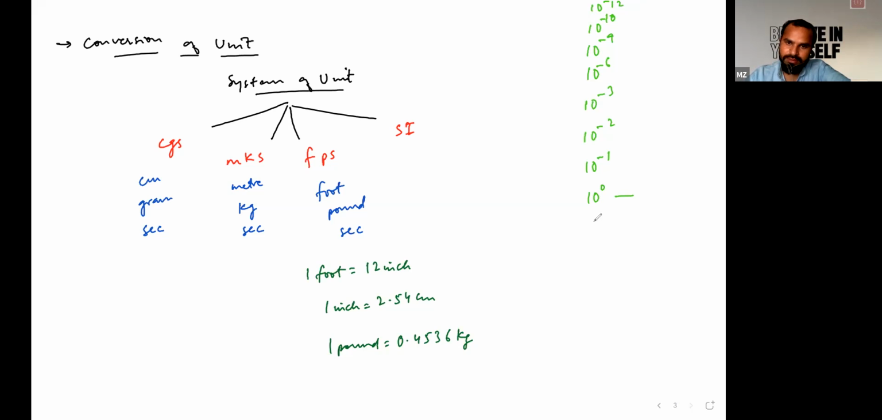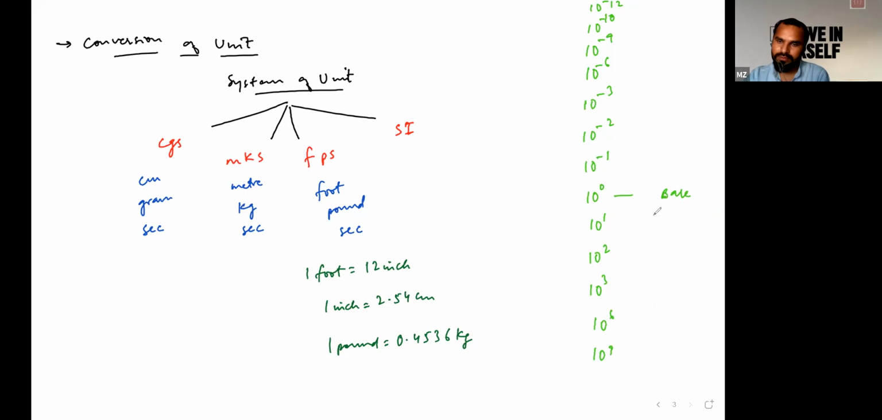Similarly, on increasing exponential, 10 to the power 1, 2, 3, 6, 9, 12, and so on. So this will be your base term. Whether you are calculating mass, length, time, or any of the quantity, this particular term would define nothing but the base quantity. Suppose if we are calculating length, so the base quantity would be meter.